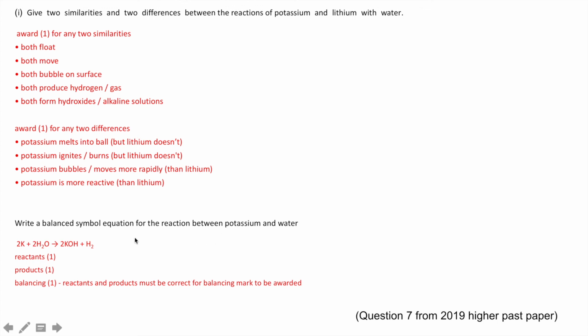Now, writing a balanced symbol equation for the reaction between potassium and water. You have simply potassium and water go into potassium hydroxide and giving off hydrogen gas. Obviously, 1 mark for the reactants, 1 mark for the products, and 1 mark for balancing both the reactants and products to get full marks.